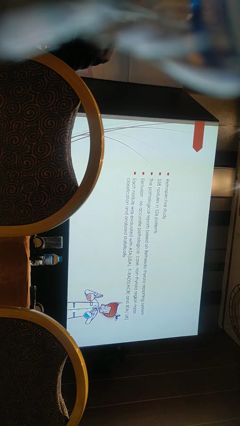We found these patients also had confirmed pathology, and this pathology report is based on the Bethesda thyroid reporting system, because it is a sensitive and standard reporting system internationally. We also excluded some cases which had no accurate pathology and non-thyroid region masses. And we considered which classification is suitable in our hospital. We chose the 3 most common and highly sensitive thyroid classifications for our study.